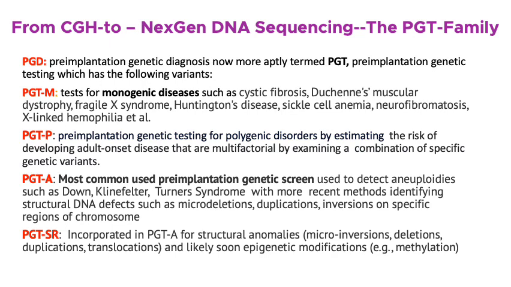PGT-A is the most common used in pre-implantation genetic screening now, and it's used to detect aneuploidies such as Downs, Klinefelters, Turners, etc., with more recent methods identifying structural DNA defects, which is very important, such as microdeletions, duplications, inversions, which occur on specific regions of chromosomes. It's also used, by the way, for male testing for Y-specific or Y-located deletions, duplications, etc., mostly microdeletions.